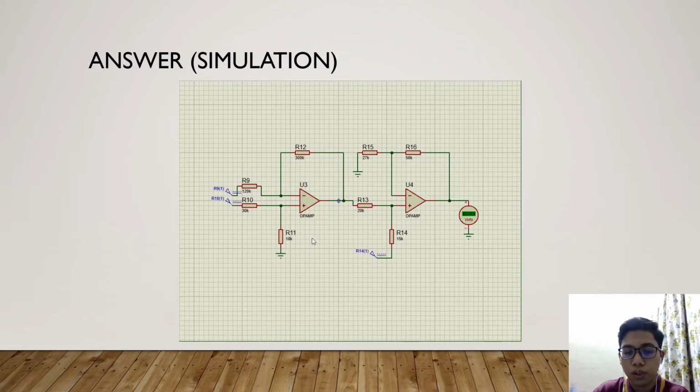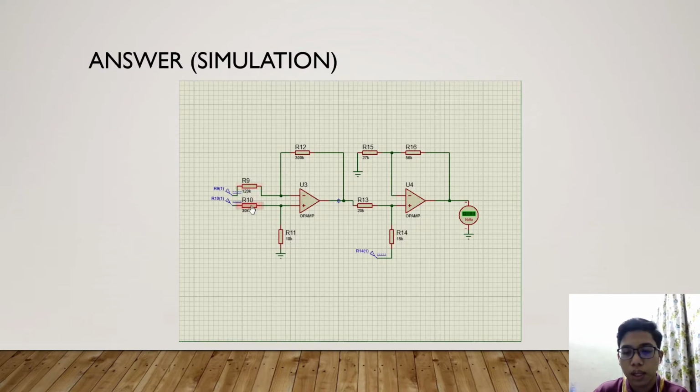For this question we are using 2 op-amps, as you can see here, and we are also using 8 resistors, which are 120k, 30k, 18k, 300k, 20k, 27k, 56k, and 15k. For the voltage power supply, we are setting up 5 volt, 3 volt, and also 0.7 volt. Alright, so in order to get the answer, we have to simulate it.